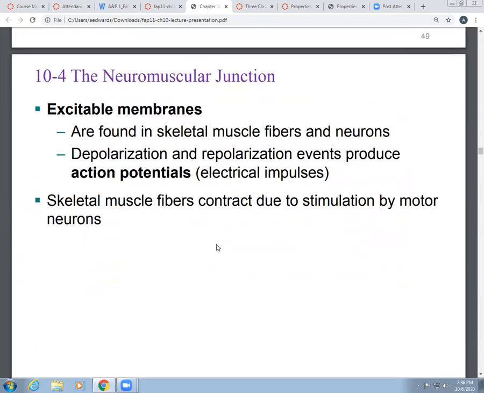All right, so I'm going to let you all describe sliding filament theory to each other real quick. So I'll give you a couple minutes to do that.